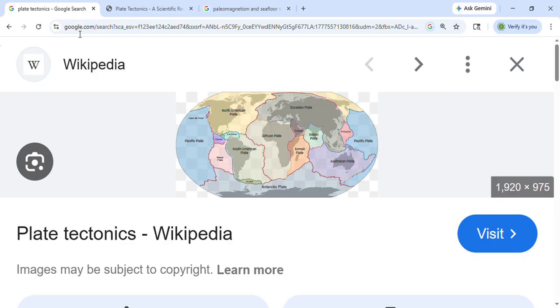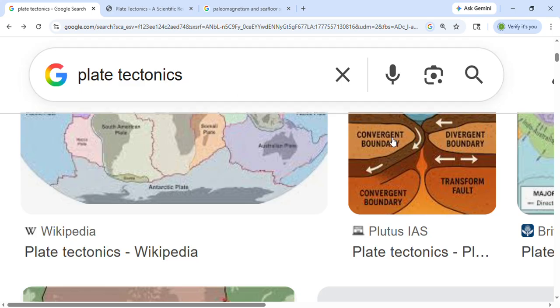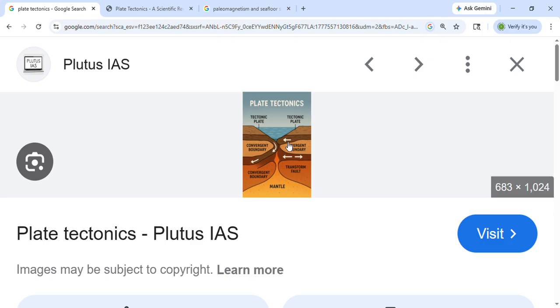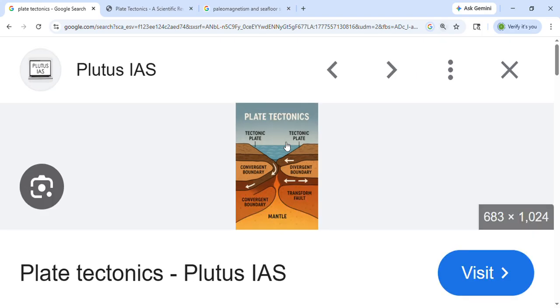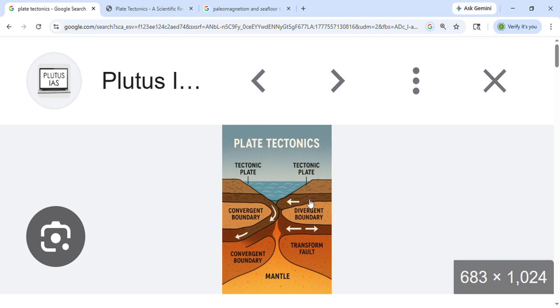So the next question is, what is the difference between convergent and divergent plate boundaries? Okay. So at a divergent plate boundary, plates pull away. For example, the mid-oceanic ridges or the mid-Atlantic ridge. At a convergent boundary, one plate subducts under another, forming trenches or mountains. For example, the Himalayas.